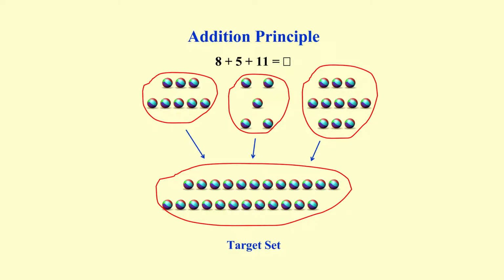So in this first example, where we see 8 plus 5 plus 11 equals what, or what's the size of the target set, we have three groups of objects, 8 in the first, 5 in the second, 11 in the third, and in this picture, the unit of measure might be beach balls or just colored balls, and we want to find out if they were to take these three groups and merge them into a single group called the target set, what's the size of this target set? Now remember, one of the first strategies is sequential counting.